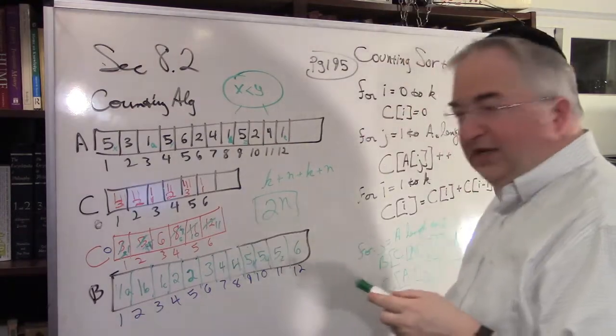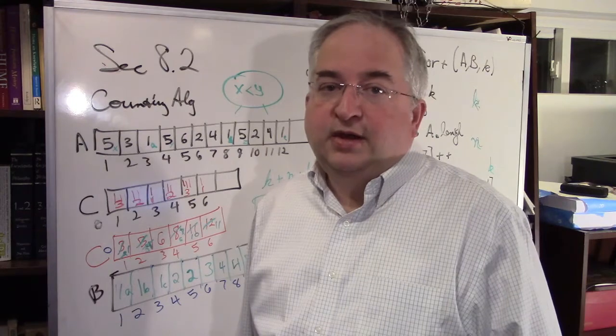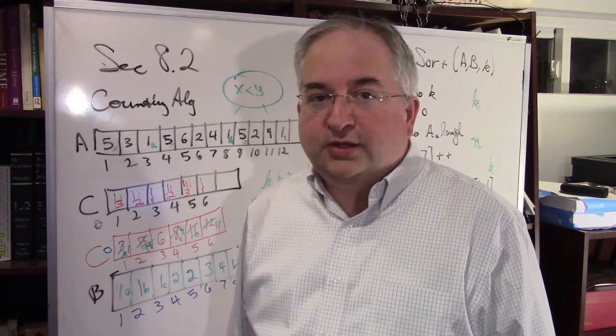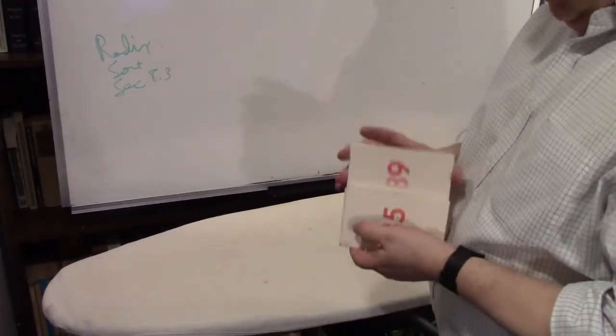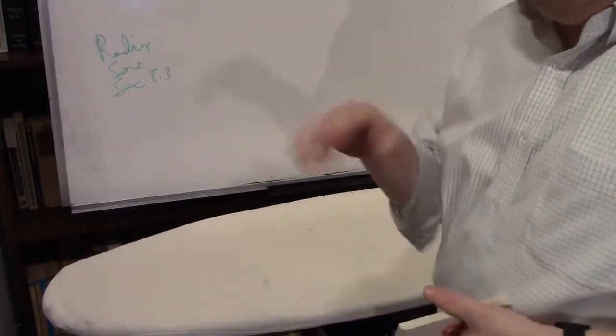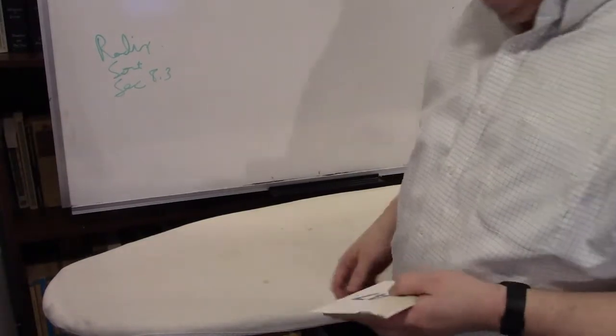Okay. In a second, we're going to see another sort called a radix sort. This is the radix sort, section 8.3. Let me show you the wrong way to do it, and then I'll show you the right way to do it. The wrong way to do it is as follows.